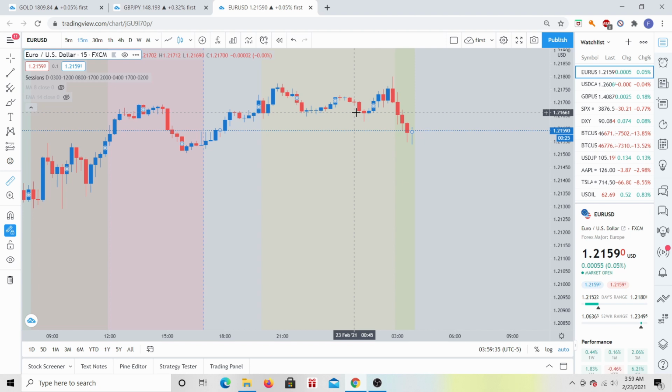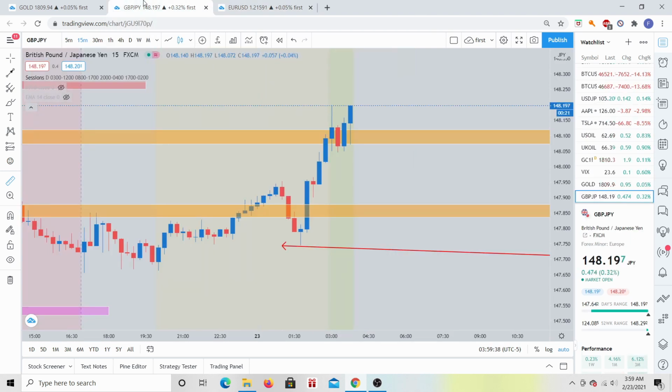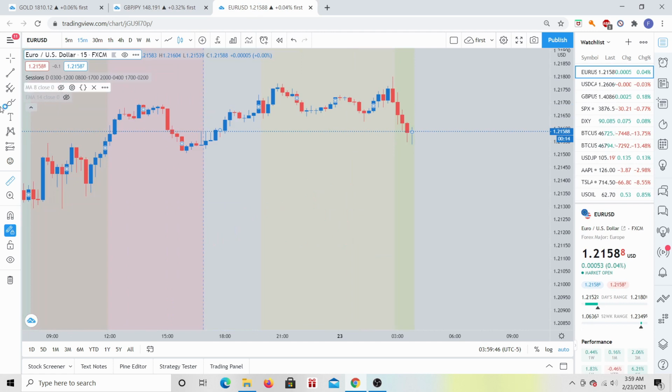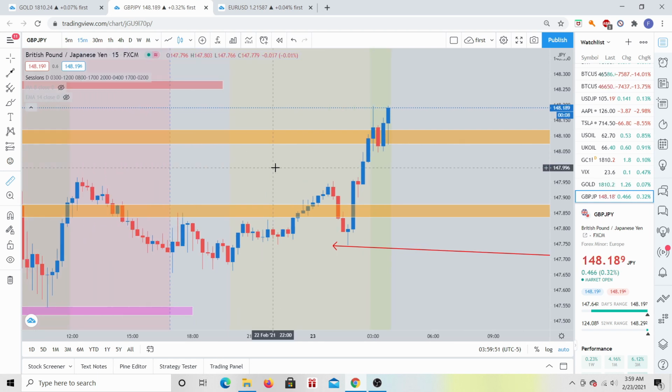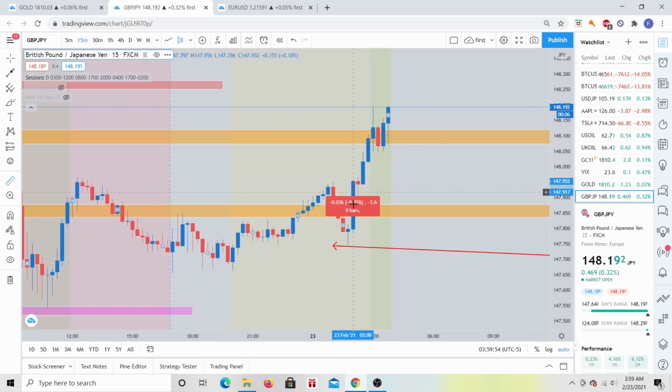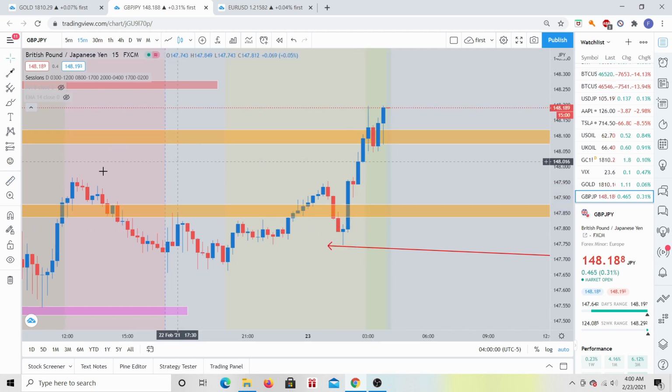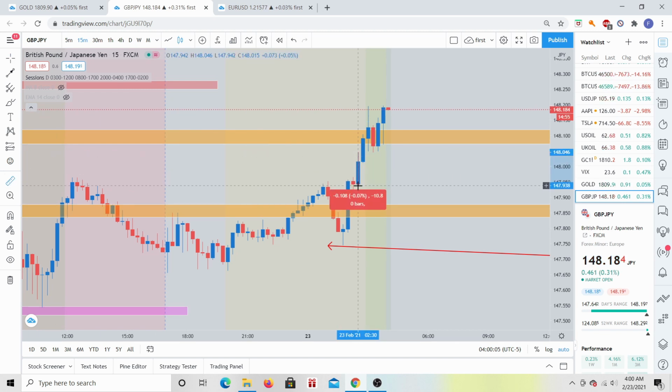Now let's look at GJ compared to this pair, which is the British pound versus the Japanese yen, because we just looked at the Euro USD, which is the Euro versus the US dollar. So now, just check this out, guys. The same 15-minute. Look how many pips are in these candles, yo. This one had 16.4. This one had 10.8.